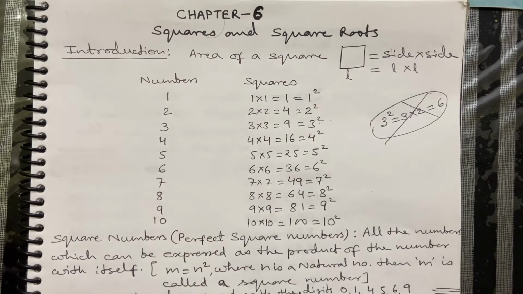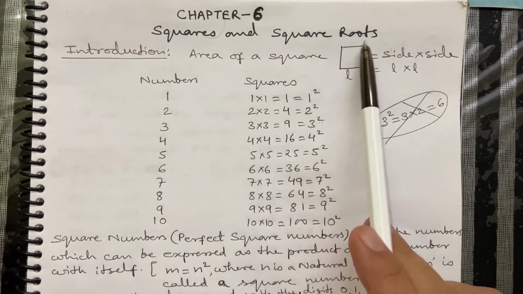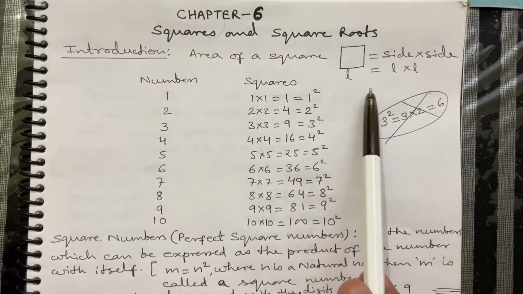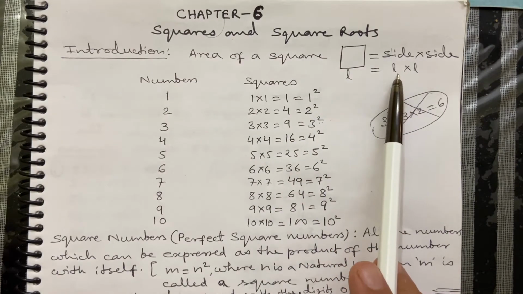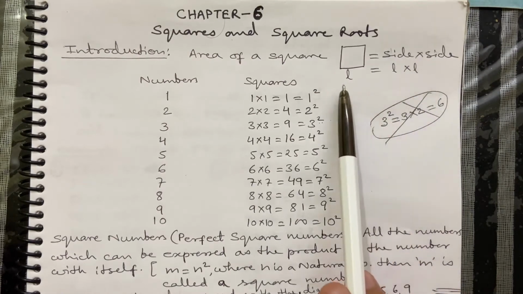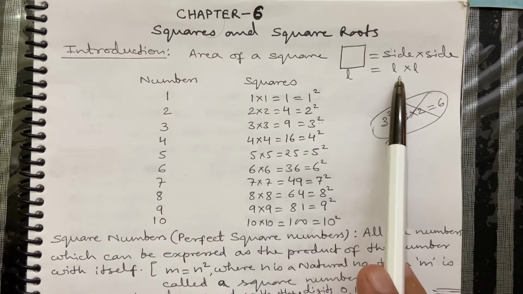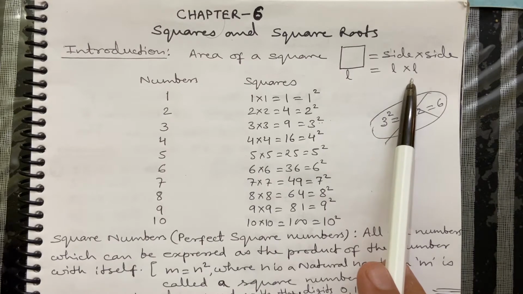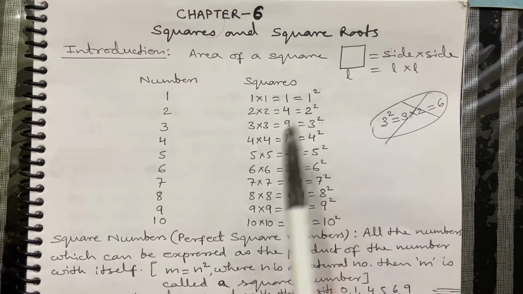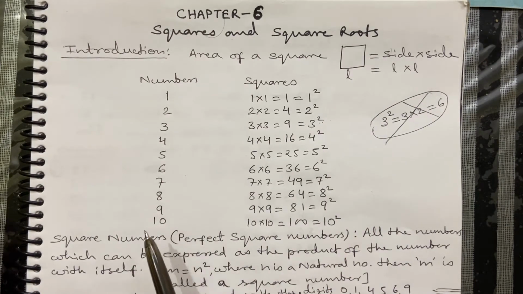So in the introduction, I would say you all know the formula for the area of a square. If there is a square of side L, then the area of the square is always side into side. This is the formula. If the side is L, then the answer will be L into L. But that was the geometry which you have learnt in lower classes. In this class, we have to do the algebra. Algebra means we'll learn how to do the square of natural numbers.